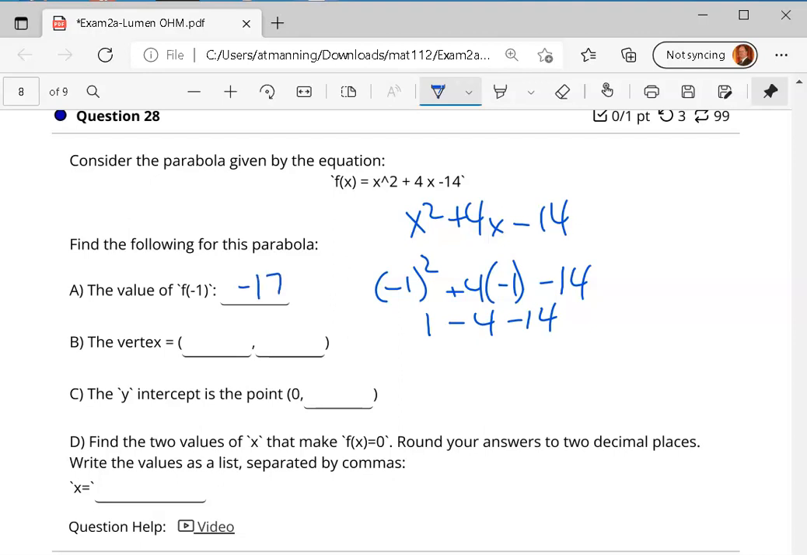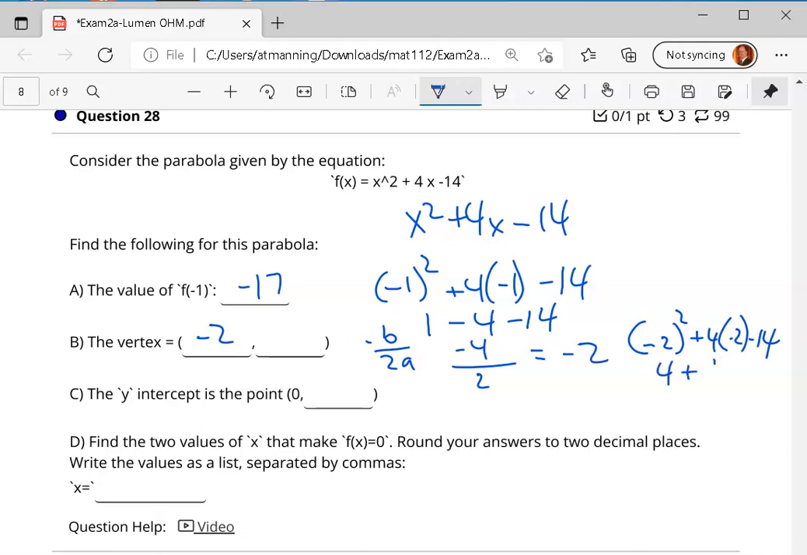The vertex, remember, is negative b over 2a, which equals negative 4 over 2, so x equals negative 2. That is the value of x. Well, what do I find out for y? You've got to plug it in. Negative 2 squared plus 4 times negative 2 minus 14 gives us 4 plus 8 minus 14, or 12 minus 14.